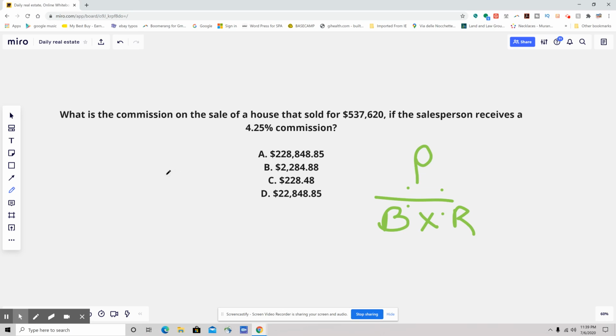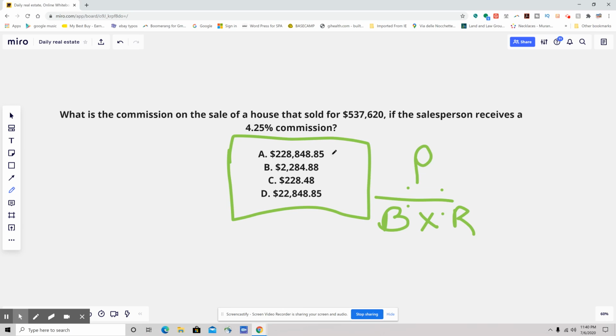So, this one reads: what is the commission on the sale of a house that sold for $537,620 if the salesperson receives a 4.25% commission? Now, I want to show you the answers. The answers are all amalgamations of one another. What the heck's an amalgamation? It's a mix up, it's a different variation of it.